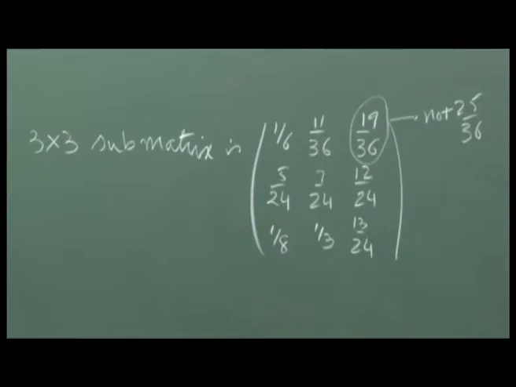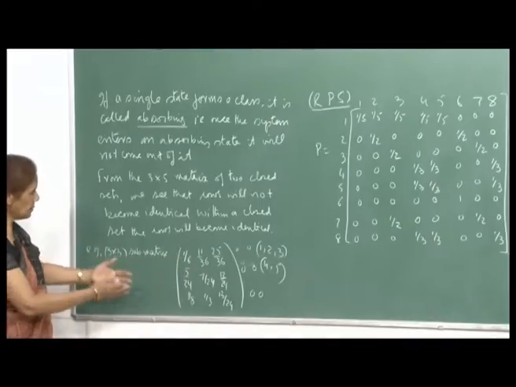In the sub matrix, the entry 1 3 was by mistake written as 25 by 36, it should be 19 by 36, because the elements of any row of a transition matrix must add up to 1. And so, with 19 by 36, the numbers 1 by 6 plus 11 by 36 plus 19 by 36 add up to 1. So, make that correction, and in P 3 also the same correction has to be made, because this mistake got carried over from P 3 where it was by mistake written as 25 by 36 and not 19 by 36.